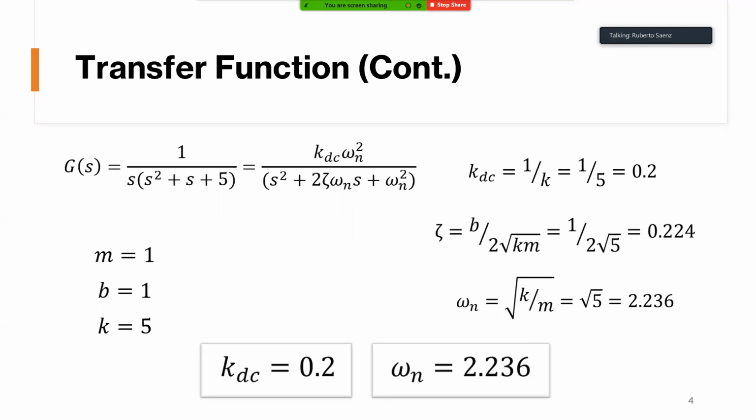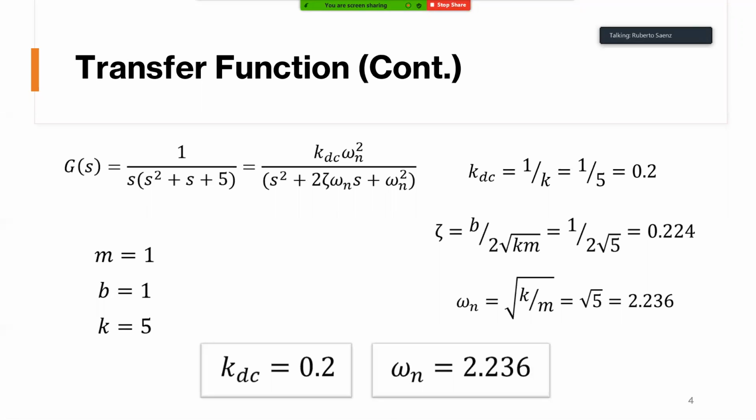From our transfer function, we set it equal to the resonance so that we can find our critical DC gain, the natural frequency, as well as the zeta, just because we have the information. So our DC gain is equal to 1 over k. That just comes out to 1 over 5, which is 0.2.